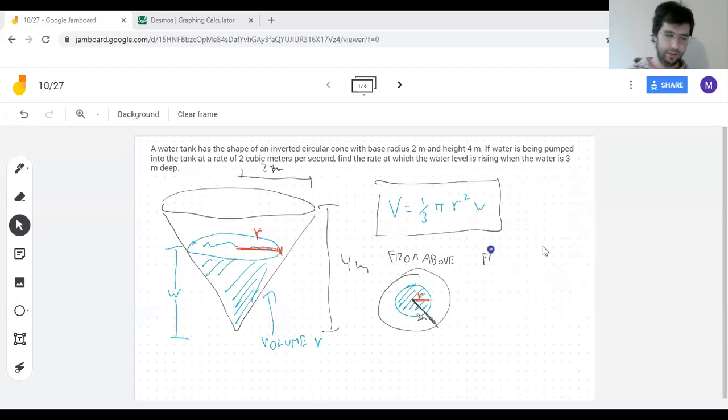From the side, a cone is a triangle. It's an isosceles triangle, and the water also looks like a triangle.